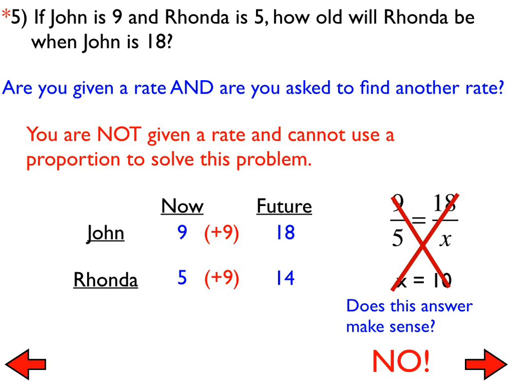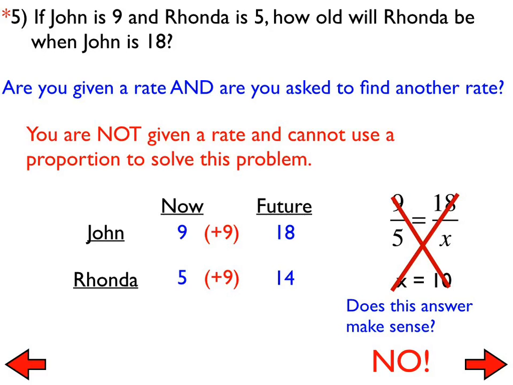Just because we see 3 numbers in a word problem doesn't automatically mean that we can use a proportion to solve it. Okay? All right, so whatever you did for number 5, I want you to make some notes to yourself to make number 5 make a little more sense. Once again, you cannot use a proportion to solve number 5 because you're not given a rate. John is 9, Rhonda is 5, that's not a rate.